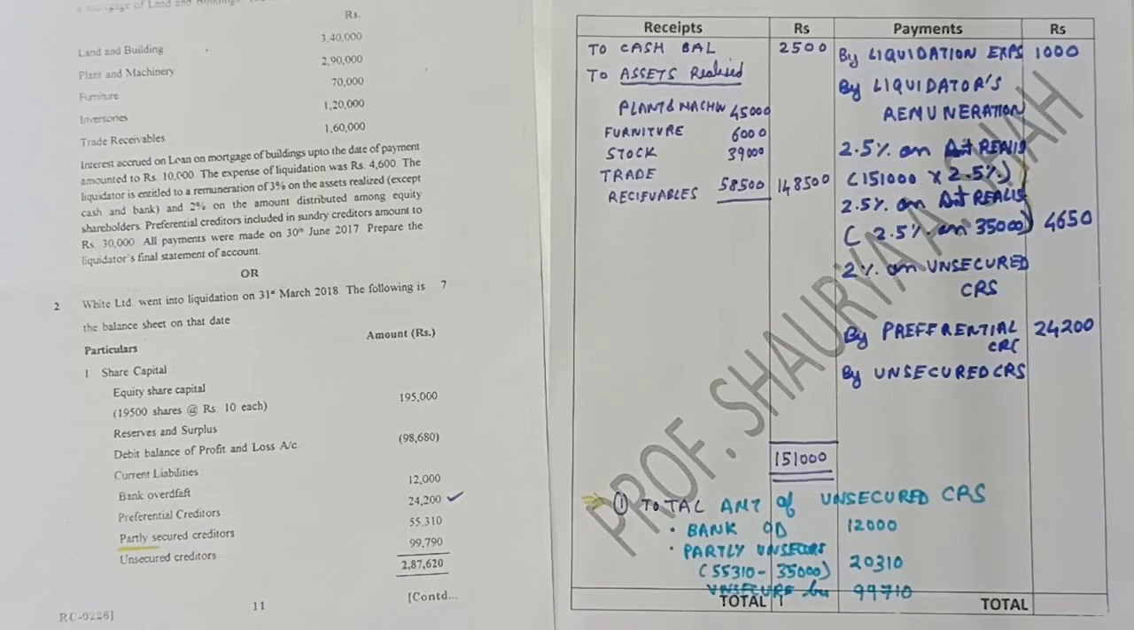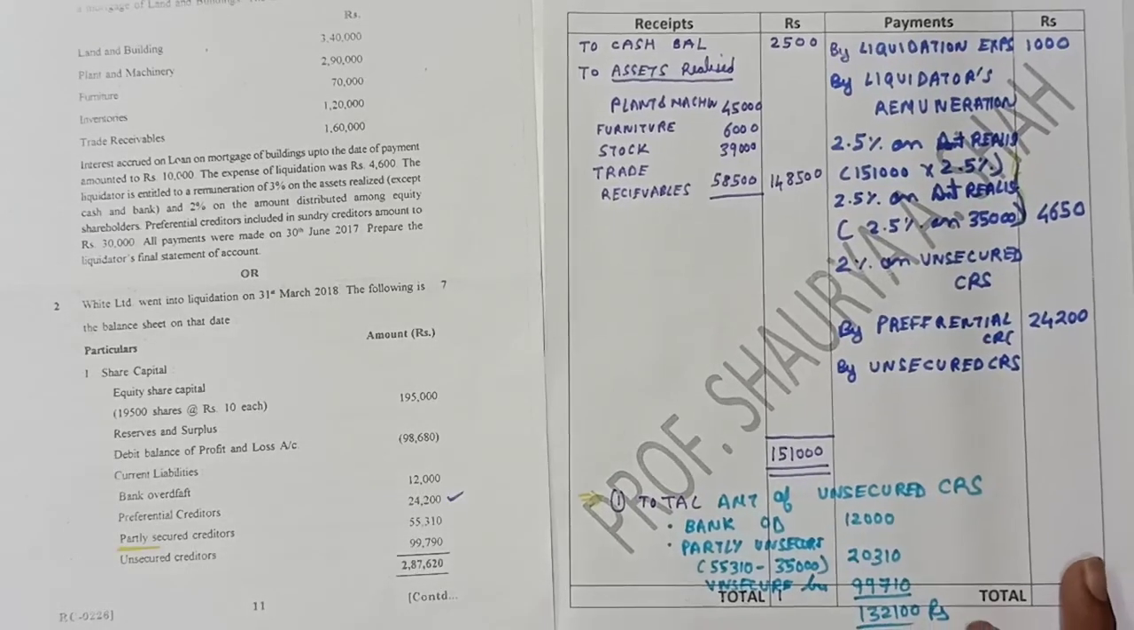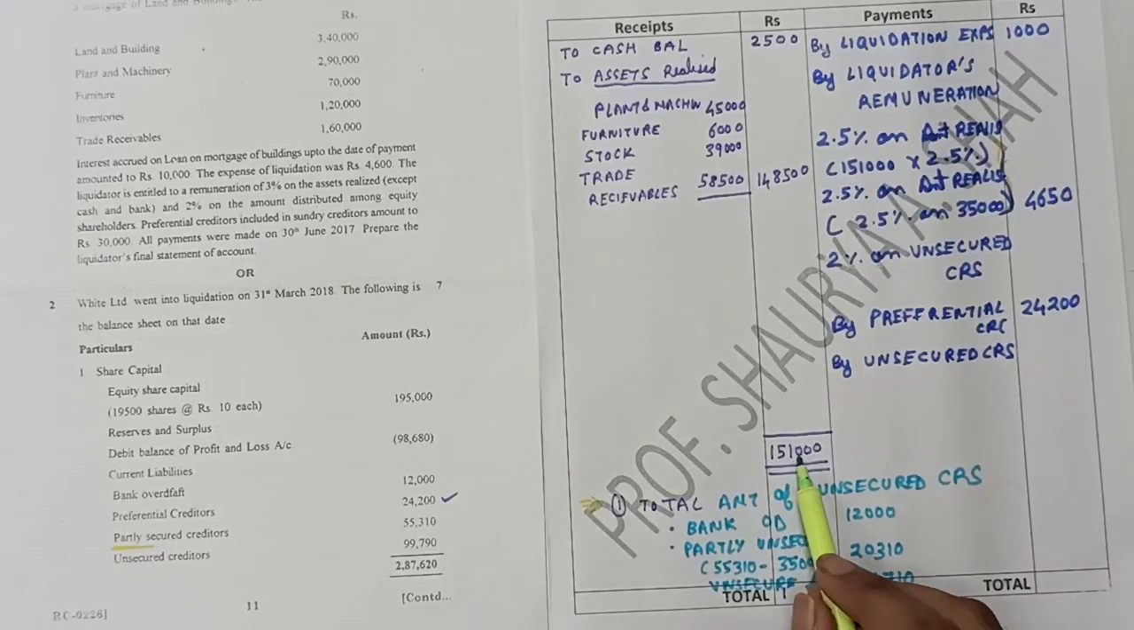So if I total it out, I'll be getting 1,32,100 rupees. This is the total which I need to pay to the unsecured creditors. Remember students, we have only 1,51,000 in hand. From there, we have already paid 1,000 rupees, 4650, and 24,200. From this, we need to pay the liquidator's remuneration and also the creditors. I hope it is clear, everyone.